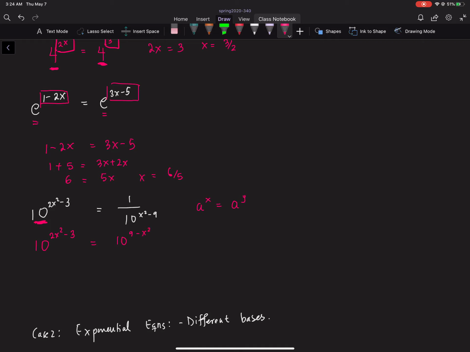Now I'm feeling comfortable because I have the same base on each side of the equal sign. So I can pick the numerators to help me solve this problem here. So I get 2x squared minus 3 is equal to 9 minus x squared, which if I put together now, I end up getting 3x squared is equal to 12. And I can divide, I end up getting 4. So I end up saying that x is equal to plus or minus 2.